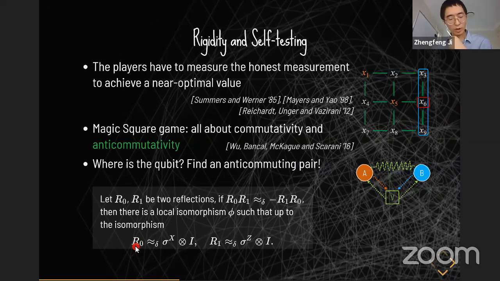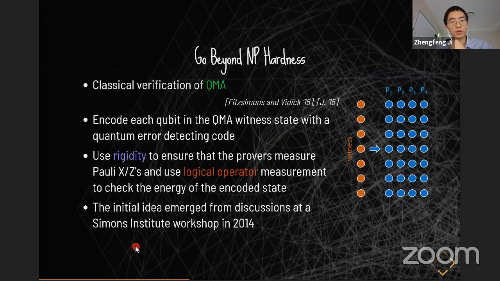So building upon the idea of rigidity, we can go beyond NP hardness. It's not an easy thing to do. It took us many years to figure it out. And the interesting thing is that this idea came out of a discussion at the Simons Institute workshop in 2014. So thanks to the Simons Institute for supporting the research.